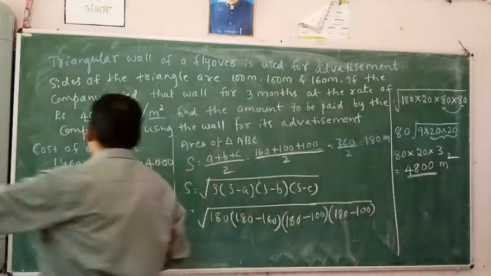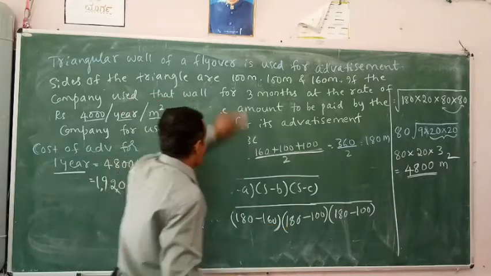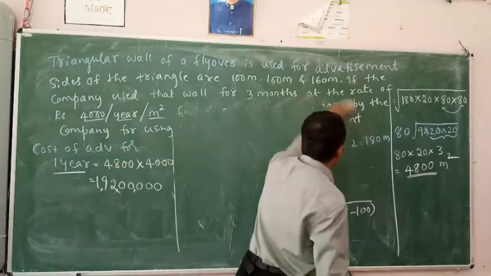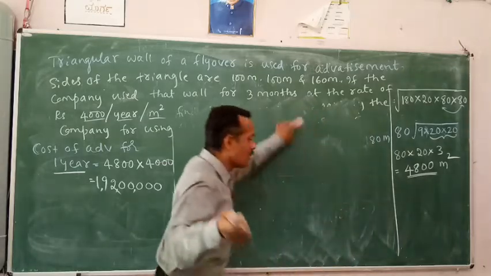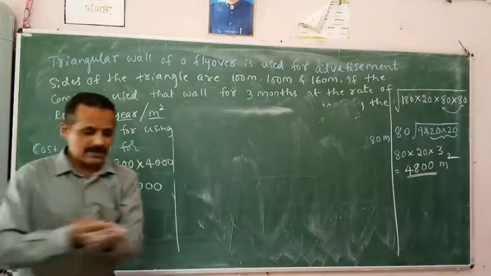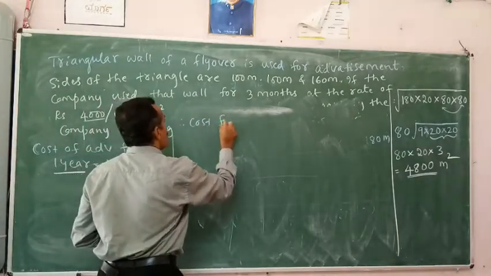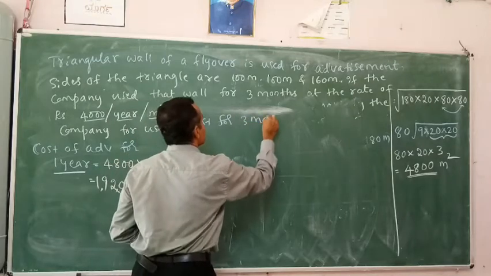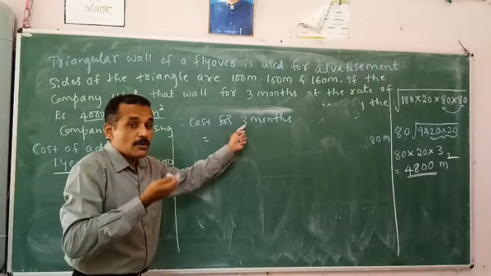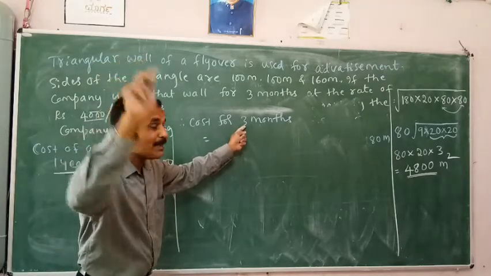So how to find that? They may ask you for 3 months, they may ask you for 4 months. That is secondary. But how to solve is important for us. So I will tell you the method. Whether it is 3 months, 2 months, 4 months, 5 months, whatever the problem, you can solve it. I will write now, therefore, cost for 3 months. In this problem I have asked for 3 months, the question may ask for 6 months also. But you should understand the method.